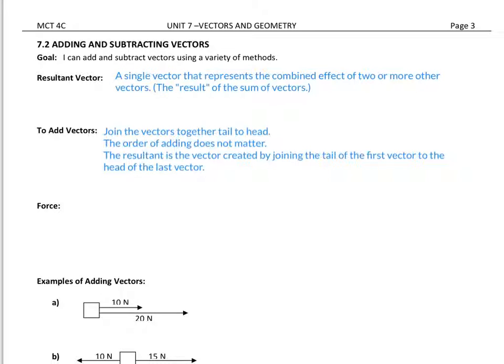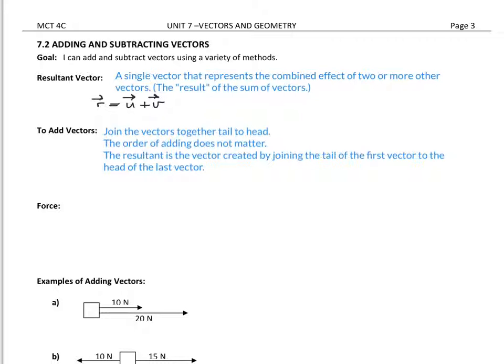We're looking for the resultant vector when we're adding and subtracting vectors. A resultant vector is just a single vector that represents the combined effect of two or more other vectors. It's the result, hence the name resultant, the result of the sum of the vectors. So if we're just having vector u added to vector v, for example, we often will use the lowercase letter r with our vector symbol above it. So our vector r, the resultant vector, could be equal to the sum of maybe two vectors, vector u plus vector v. Okay? To add vectors together, geometrically what we do is we join the vectors together tail to head.